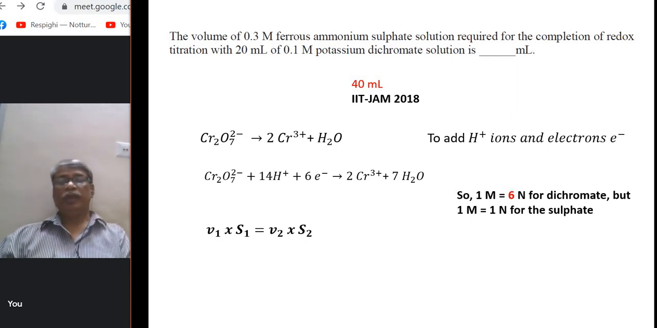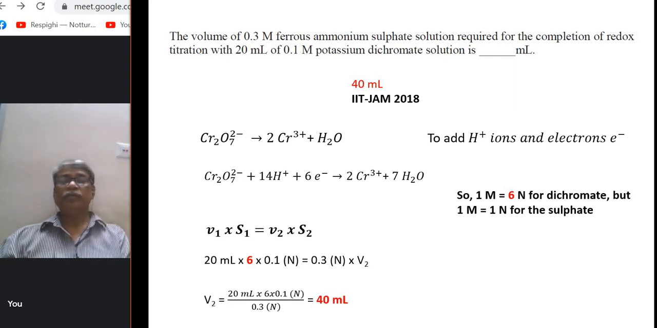So now we apply V1 S1 equals V2 S2. So 20 ml dichromate, 6 written in red color. So 6 into 0.1, now normality is 0.3. It was molar, but for ferrous sulfate molarity and normality are the same. So 0.3 into V2, that is the unknown, and you can calculate V2 from this equation to be exactly 40 milliliter. So I think you can check it again with your calculator.